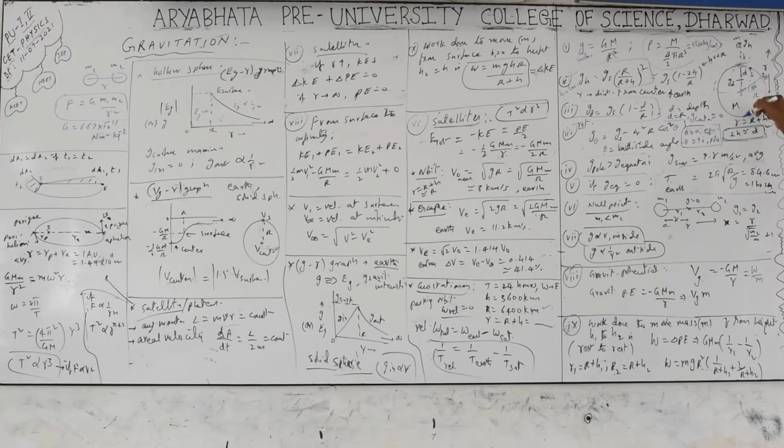And for a tunnel dug along the diameter, or not necessarily the diameter, along any chord of this earth sphere, if you imagine a tunnel dug, the object dropped into it executes simple harmonic motion with the time period T equals 2 pi under root of r by g. So this formula is very important, and they generally don't give values; they ask only these numbers and formula symbols. Next, neutral point.